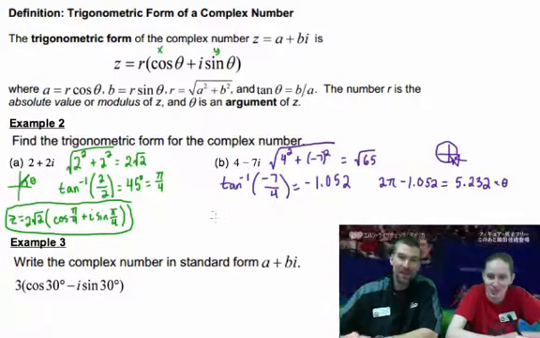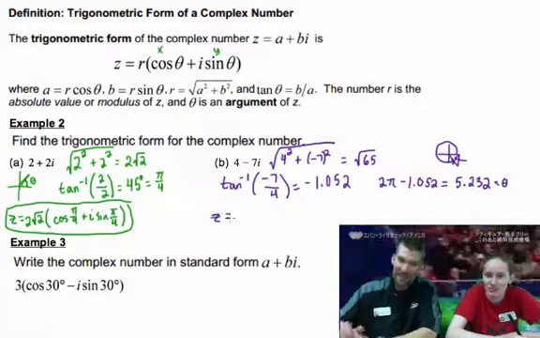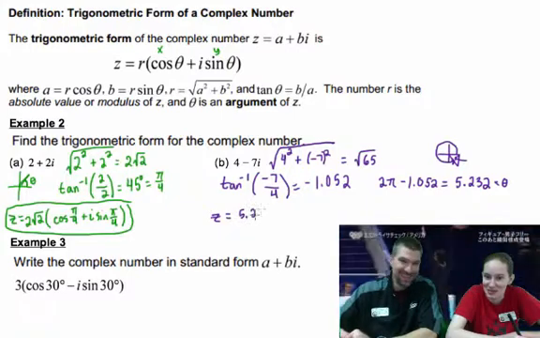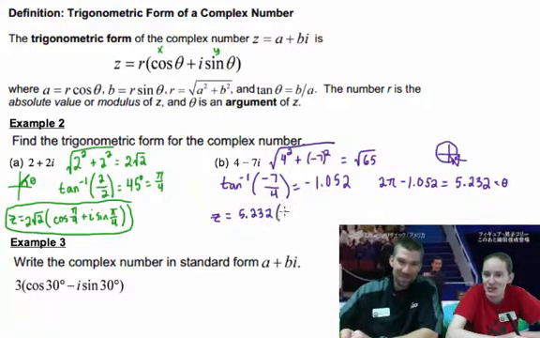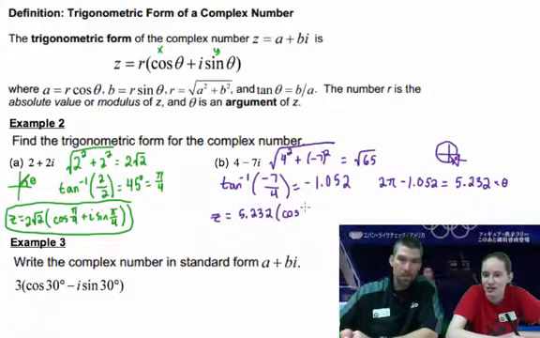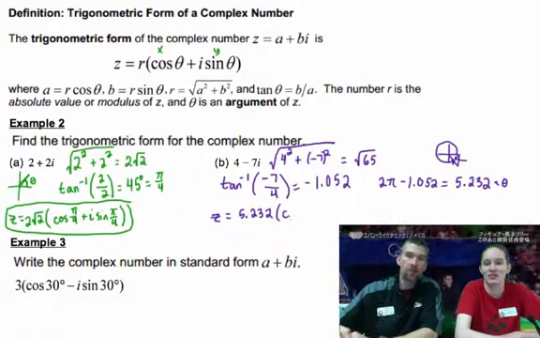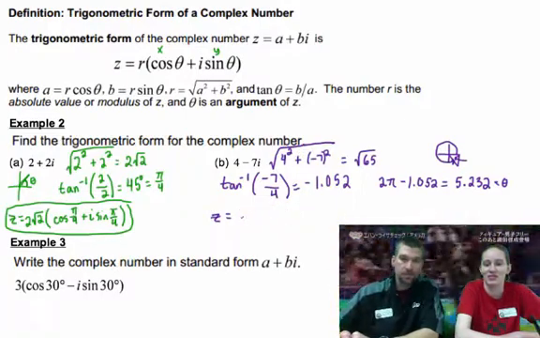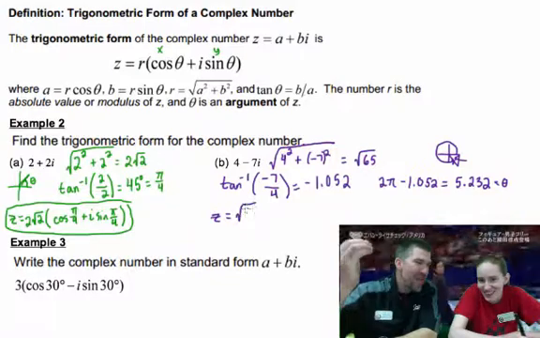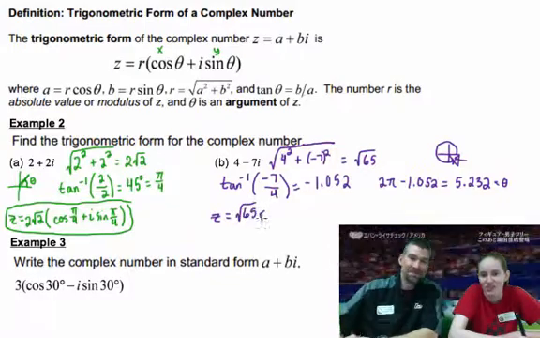You wounded me, why? I'm sorry. You offended me greatly. 5.232 cosine, that's not where that goes. No, square root 65. No. Why would you do that?